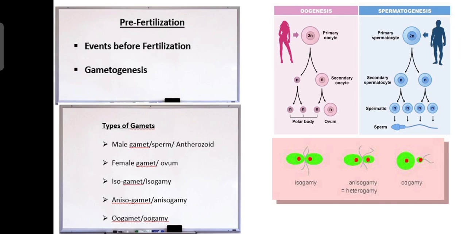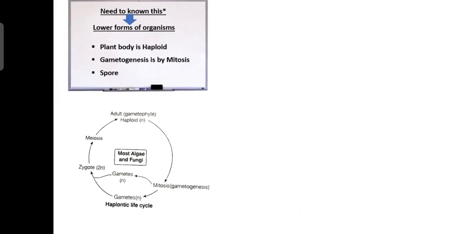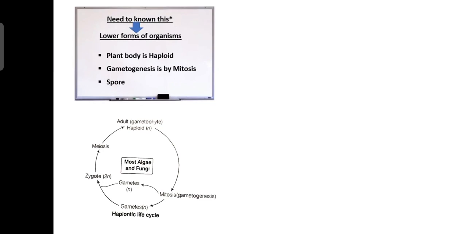Okay, now we will study the next very important topic, where we need to understand how gametogenesis takes place in the lower forms of animals. The lower forms generally include examples like monera, algae, fungi and bryophytes, which you have come across in the first POC.